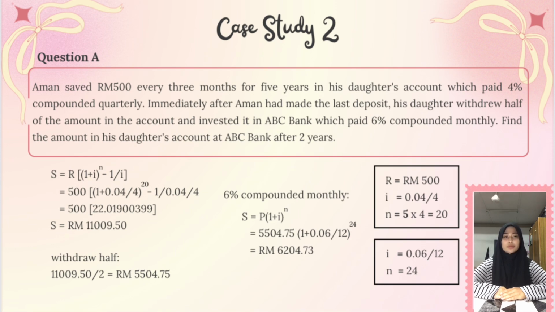To find the value of the annuity, we use the formula S equals R times [(1 + i)^n minus 1], all divided by i.